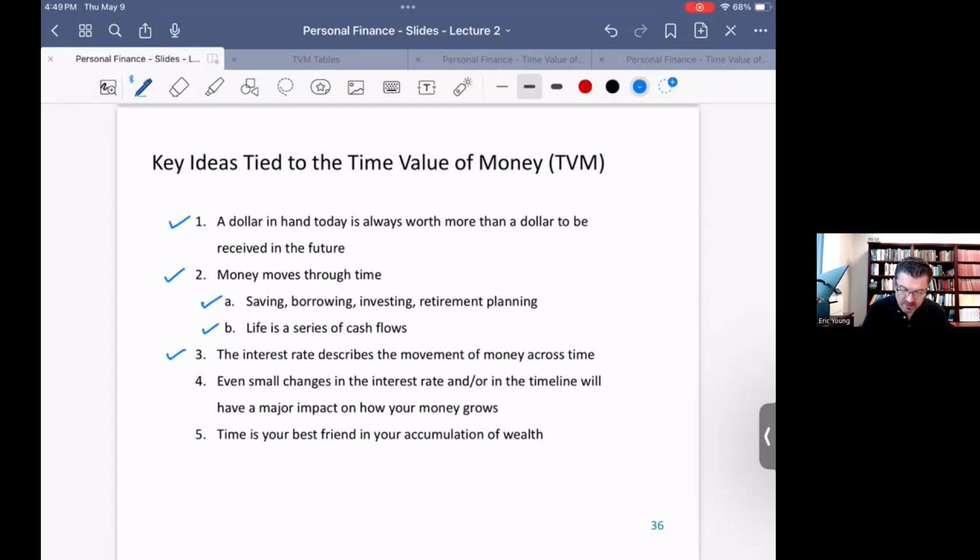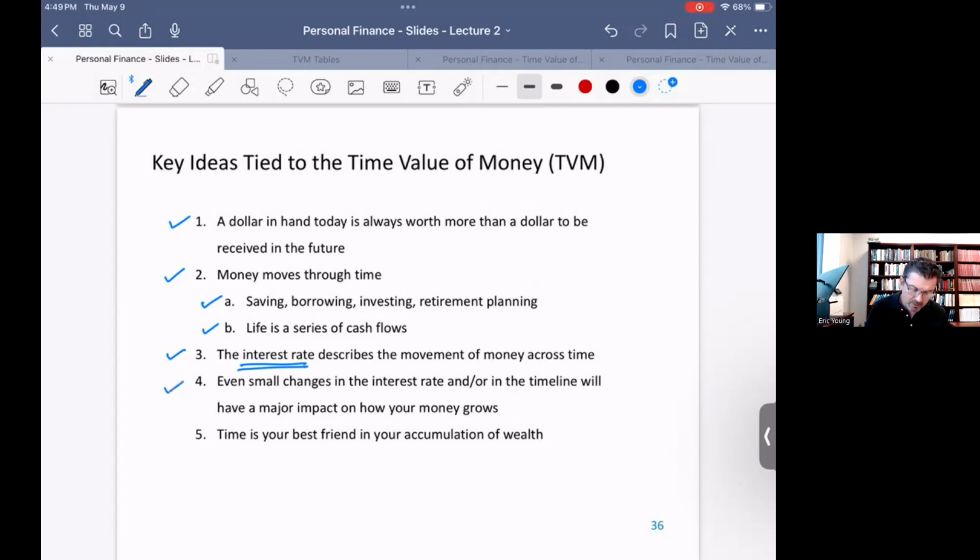The interest rate, one of the big variables that we're going to learn today, describes the movement of money through time. So if you accept this idea that money moves through time, you can think of the interest rate kind of like the speed at which that money moves.